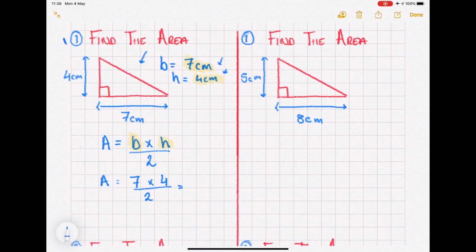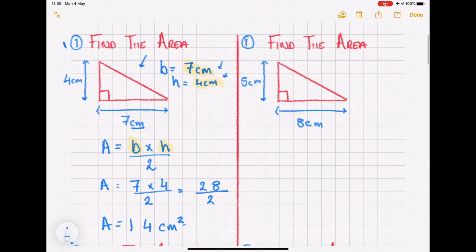And now, just to the right of it, I want us to do this top sum, 7 times by 4. And if we do that, we get 28. And I want you to carry on dividing it by 2. So we've just done the top sum. And now from this bit, we can do 28 divided by 2. And we know 28 divided by 2 is 14. So our area is 14. And it's centimetres squared is the units.